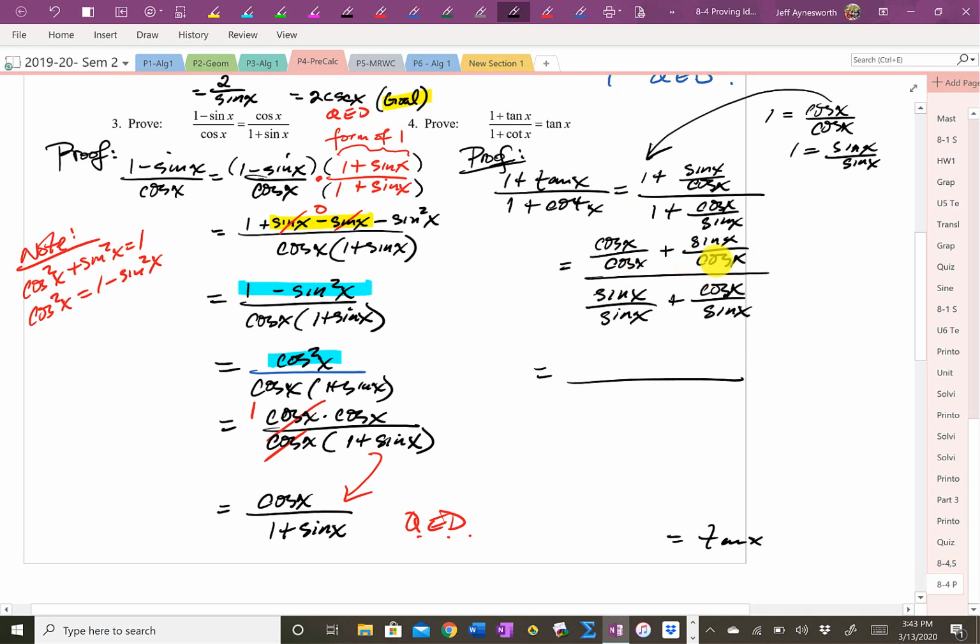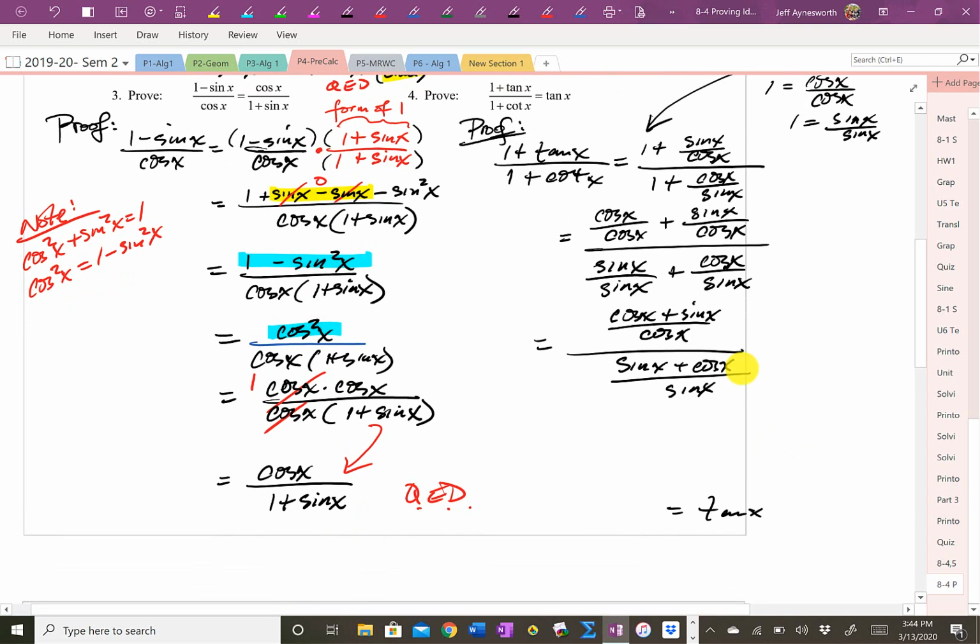The denominator is cosine x. So you just read it from left to right. Cosine x plus sine of x, all divided by cosine x. Now the denominator, left to right: sine of x plus cosine of x, divided by sine x.